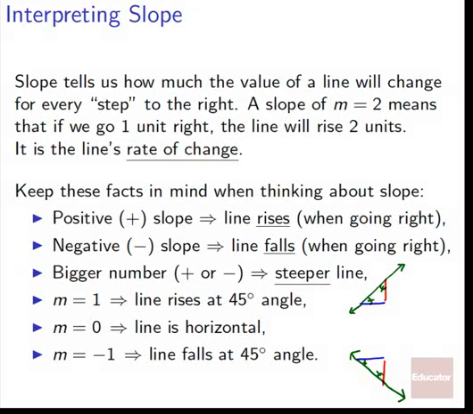And if m equals 0, then we take one step over, we take no steps up. So we just continue taking steps over forever and ever. So m equals 0 means our line is horizontal. M equals 1 means our line rises at 45 degrees. M equals negative 1, the line falls at 45 degrees.